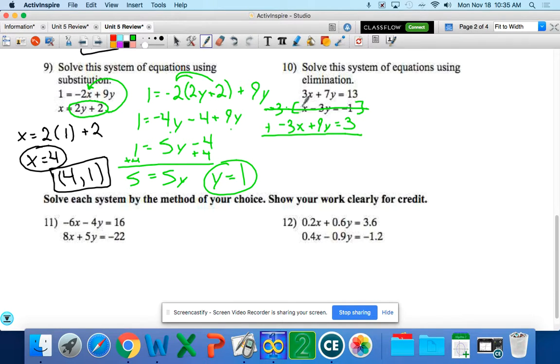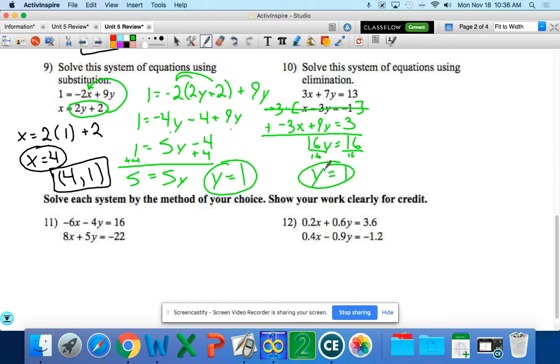3x and negative 3x, those cancel out, leaving me with 16y equals 16. Divide by 16, divide by 16. I get that y equals 1. Okay, there's half my answer. Now I got to go find the other half by substituting that in. That's why we learned substitution before elimination.